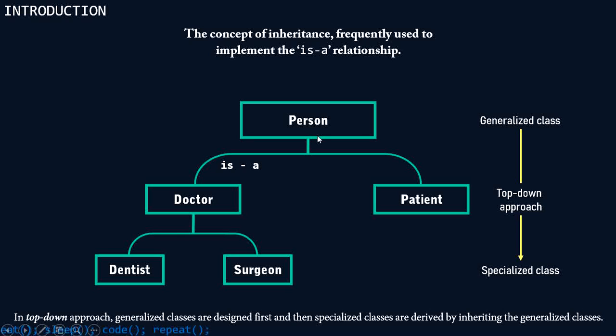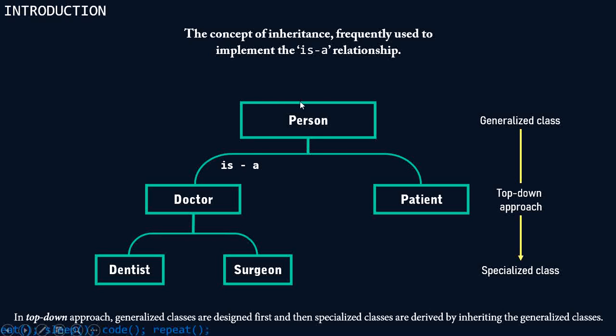So we are inheriting this generalized class into this specialized class. This person can have an age, can have a gender, and something like this. So this person is male, then it is a doctor, or female is a doctor, then patient can be a male or a female. So the generalized class is created first, or designed first.